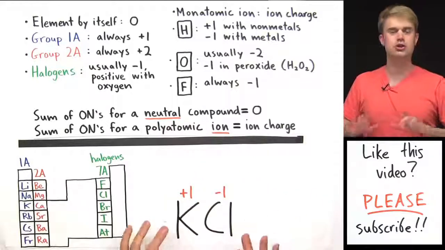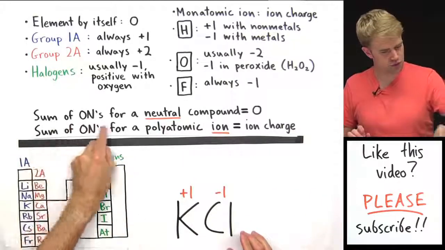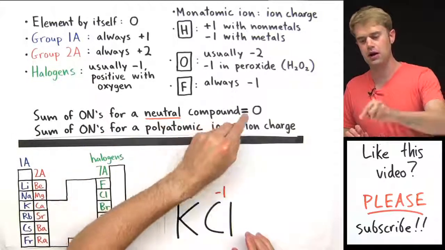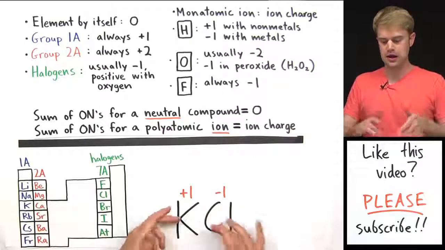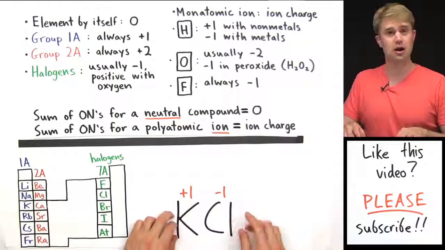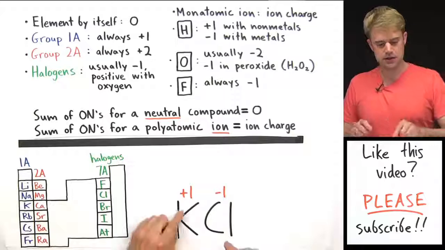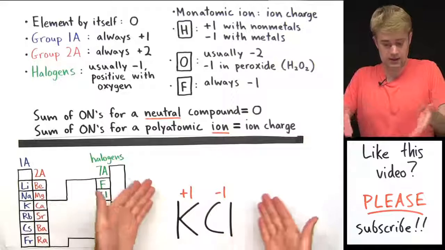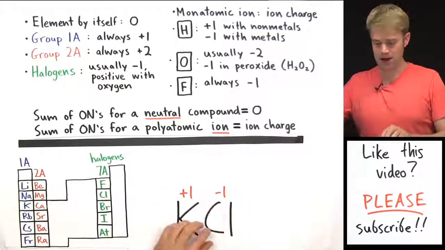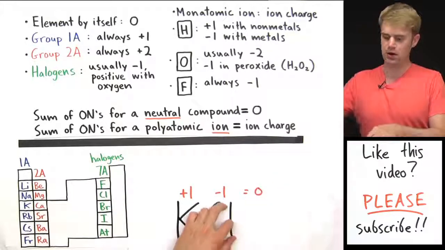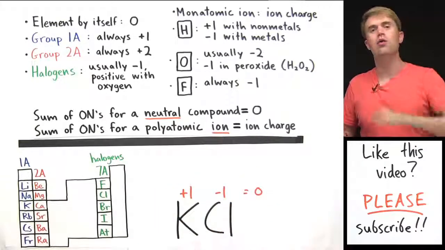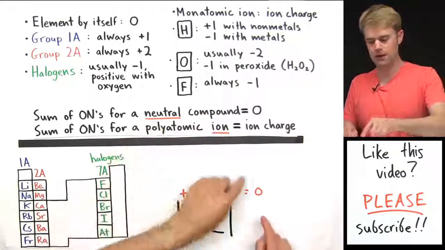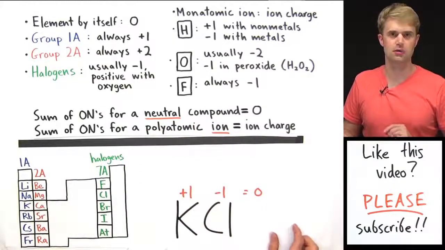Now I want to use this to show you a third rule. The sum of oxidation numbers for a neutral compound equals 0. KCl is a neutral compound here. It doesn't have a charge after it. So that means that the sum of these oxidation numbers is going to equal 0. And that's definitely true here: +1 minus 1 equals 0. We'll use this later on when we do other examples, but just keep that in mind. The sum of oxidation numbers for a neutral compound should always equal 0.